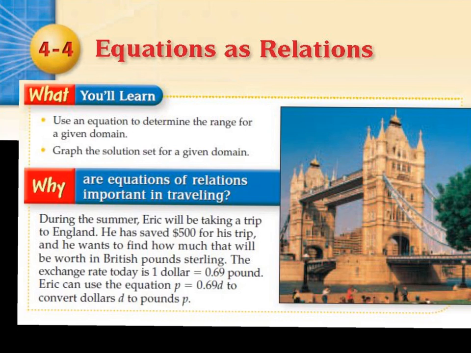During the summer, Eric will be taking a trip to England. He's saved $500 for his trip and wants to find how much that will be worth in British pounds sterling. The exchange rate on that day was $1 was 0.69 pounds. Eric can use the equation P equals 0.69D to convert dollars to pounds.